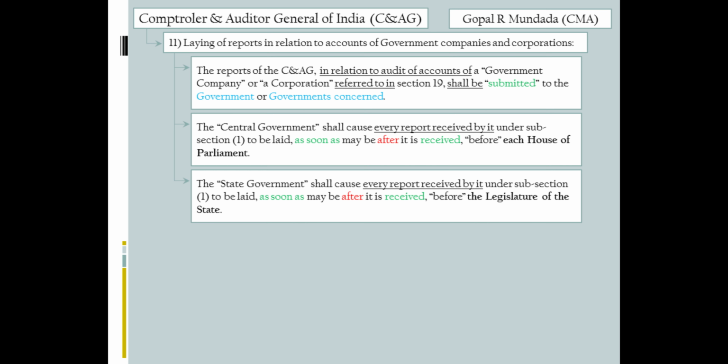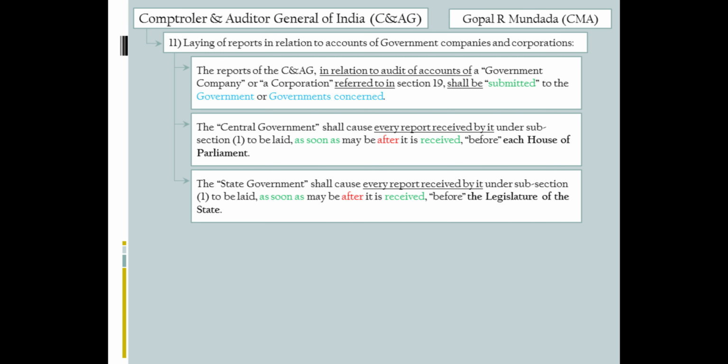So guys, where the audit of any corporation or any government company is made by the C&AG, then he shall submit such audit report or such papers or such documents to the government or government concern. So guys, the central government shall cause every report received by it under subsection 1. After the receipt of such a report, the central government, as soon as possible, lays this report before each house of the Parliament. So it is the duty of the central government.